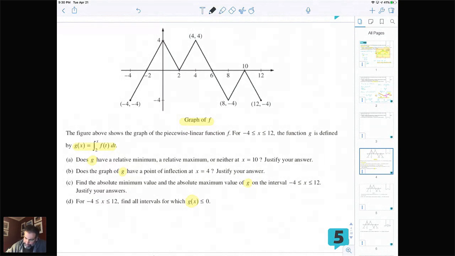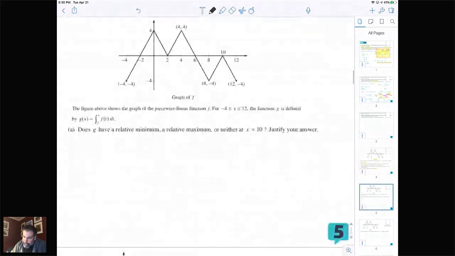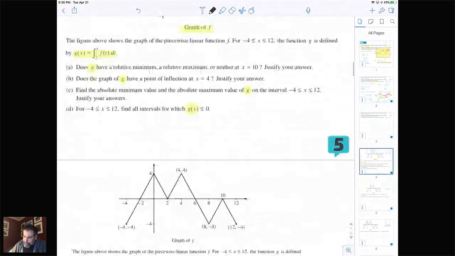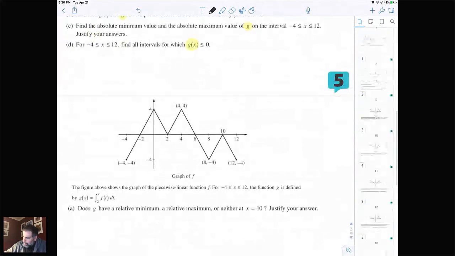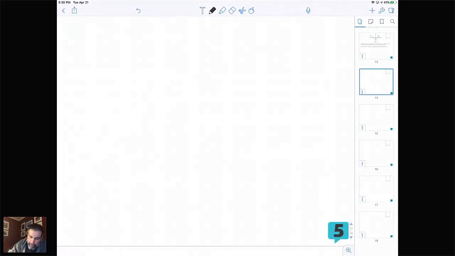If I am told that g of x, and I'm going to come down here and write it right here, actually, I want to give myself a little more space. So let me go down here. If I am told that g of x is equal to the integral from 2 to x of f of t dt, okay? We are asked all the questions about g. We're asked where g is increasing in this problem. So that means we're going to have to find g prime. If you're asked where g is increasing, we're going to have to find g prime.